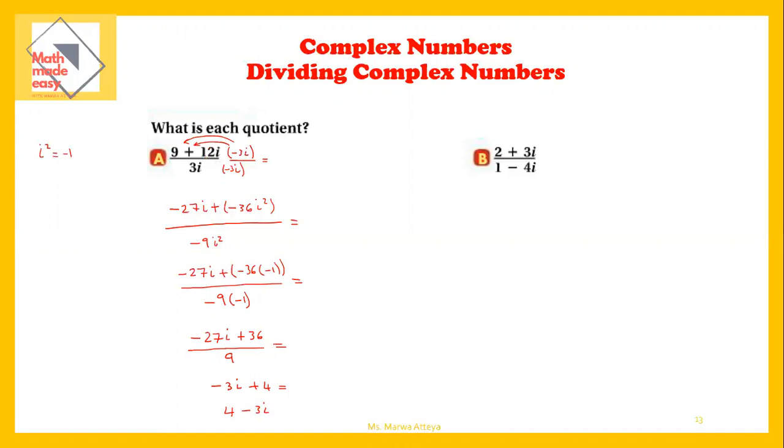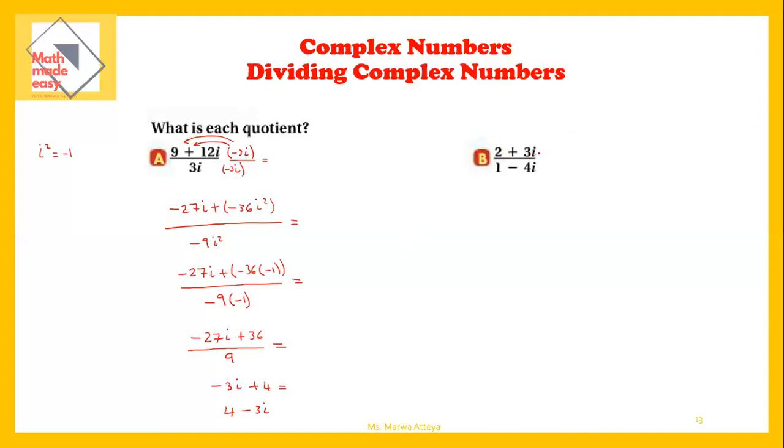So what did we do? When we want to divide by an imaginary number, we actually use its conjugate to change the denominator into a real number to be able to simplify. So my main goal is changing the denominator into a real number. If we change the denominator into a real number, it will make it much easier to simplify. Now let's look at our next question.